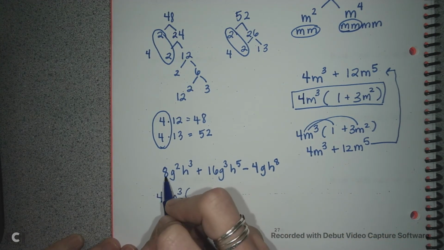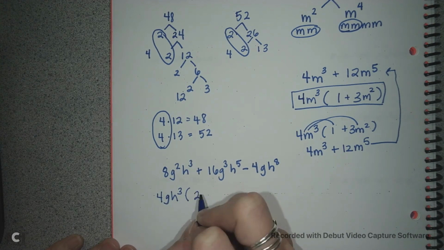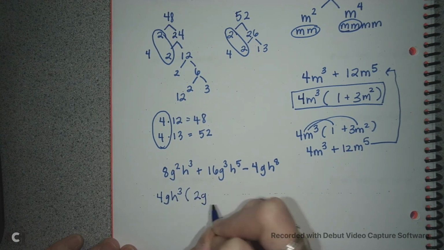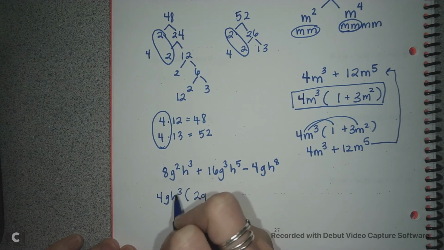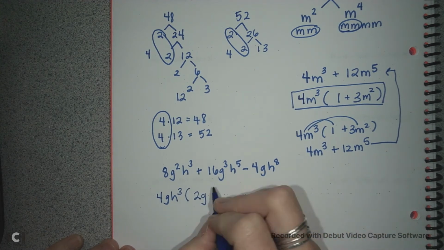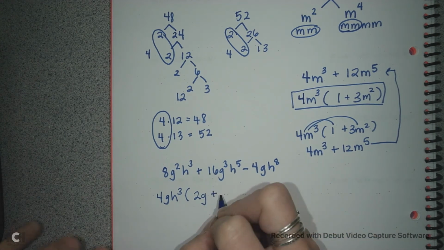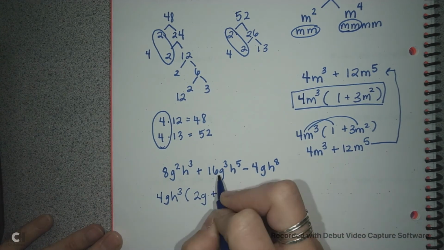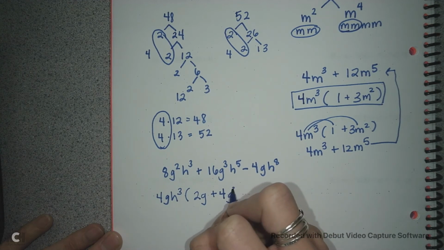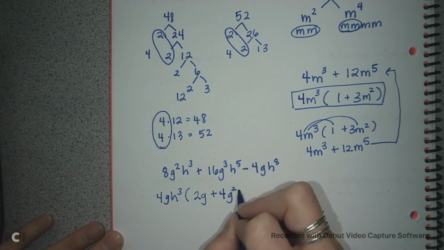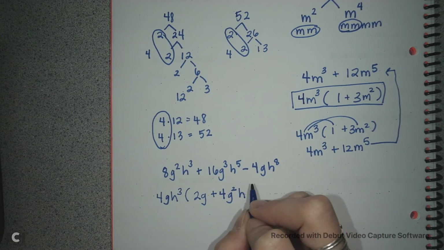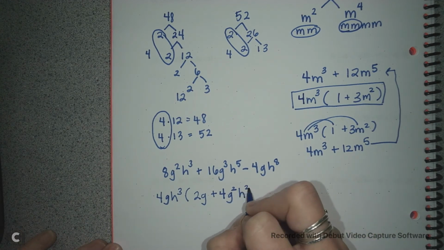So if I take 4 out of 8, I'm left with 2. If I take 1g out of g squared, I'm left with 1g. And if I take 3 h's out, well then I don't have any more h's. Next term, if I take 4 out of 16, I have 4 left over. If I take 1g out of g cubed, I have g squared left over. And if I take 3 h's out of 5 h's, then I have 2.